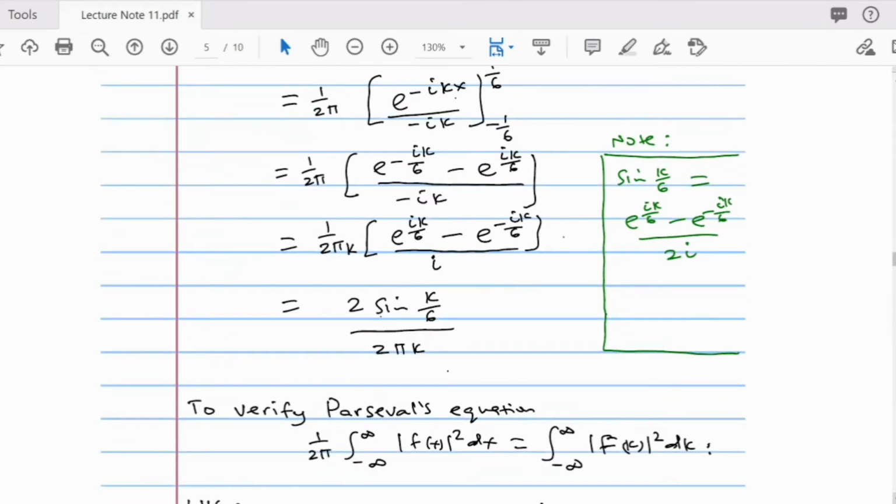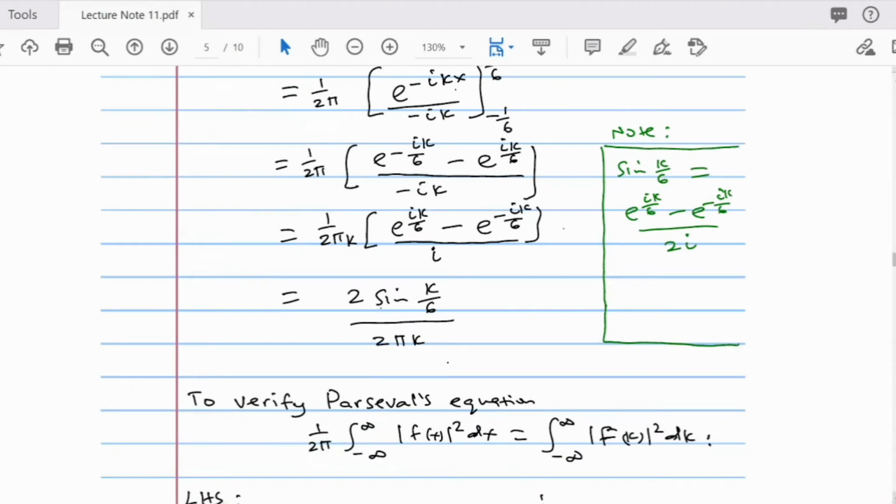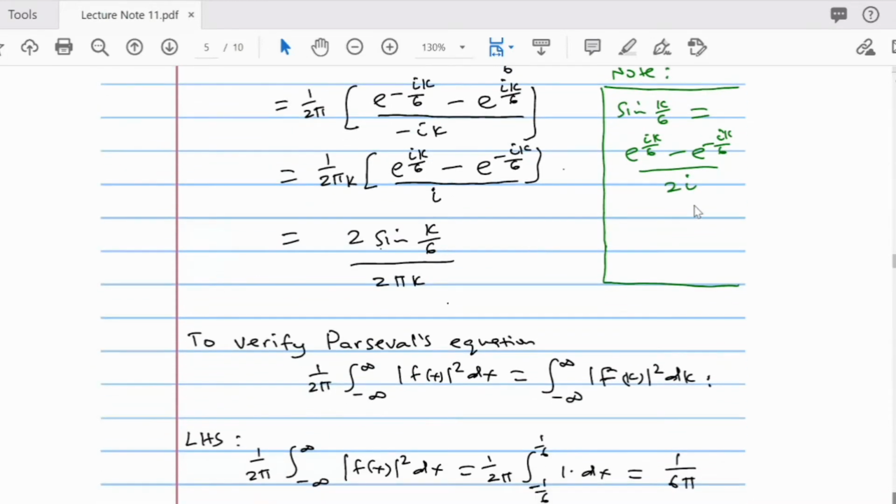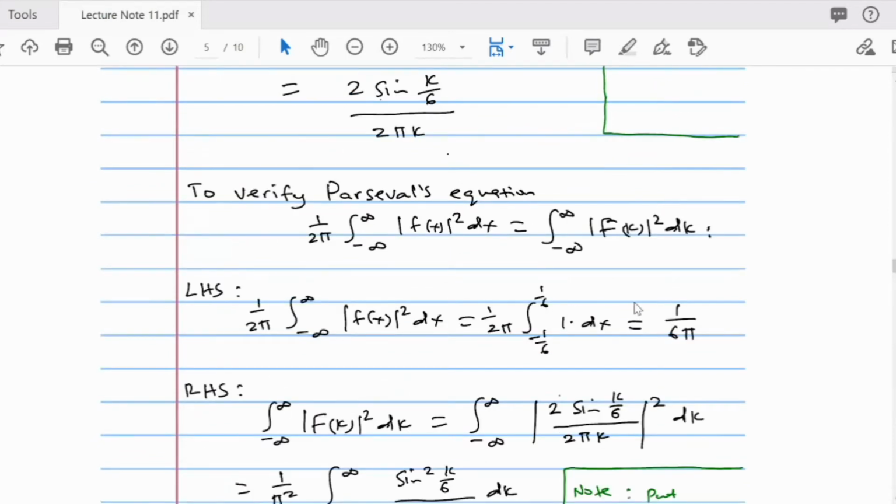So let's verify the Parseval identity. The Parseval identity is this next line: the left-hand side equals the right-hand side. Let's start with the left-hand side, which is always easy to compute. f of x is 1 only in the interval between minus 1 over 6 and 1 over 6, and outside the interval, f of x is 0. So you have 1, and when you integrate this, you get 1 over 6. That means the left-hand side of the Parseval equation is 1 over 6 pi.